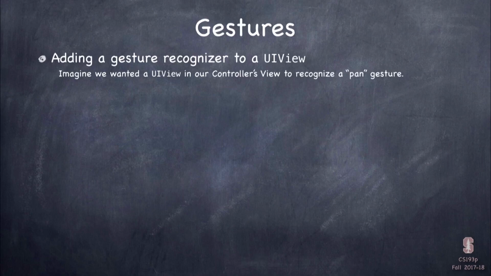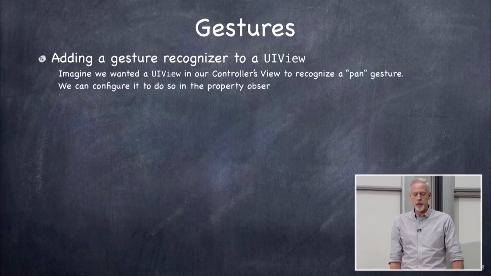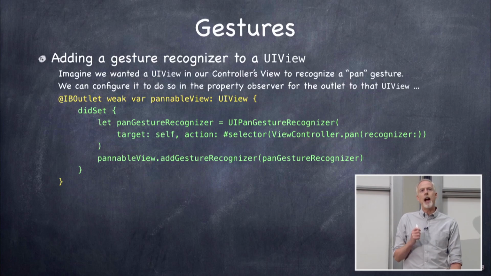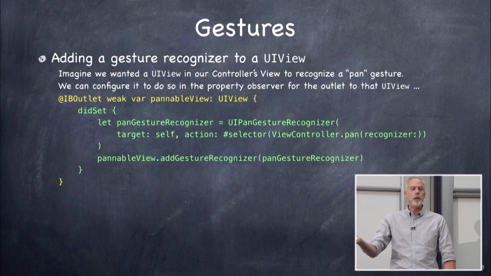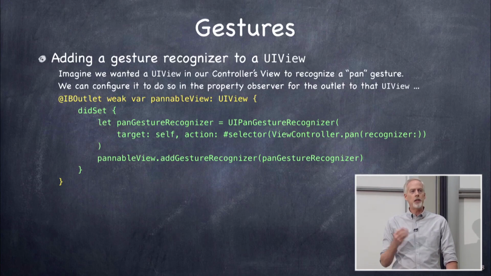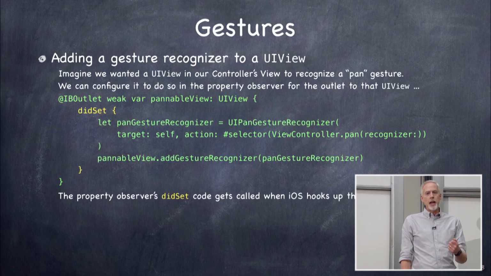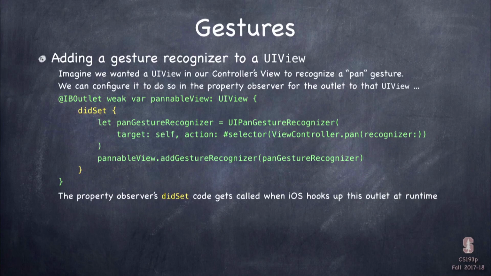So how do you add a gesture, the first part, how do you add a gesture to a view? How do you tell that view, start recognizing this? Well, usually we do this in the didSet of an outlet setter. So here I've got an outlet to some view that I want to recognize pans. I want it to recognize pan gestures. So in the didSet of the outlet, remember this didSet is called when iOS wires up that outlet to the view that you want to pan.